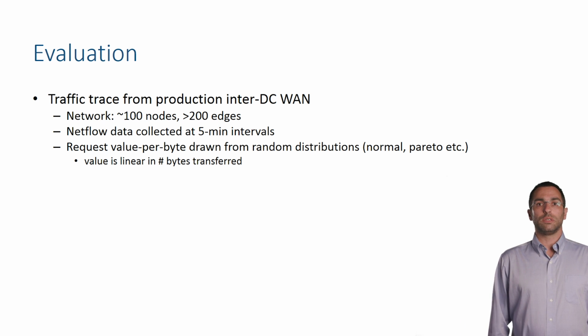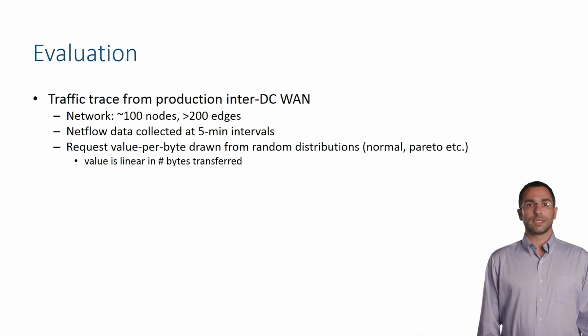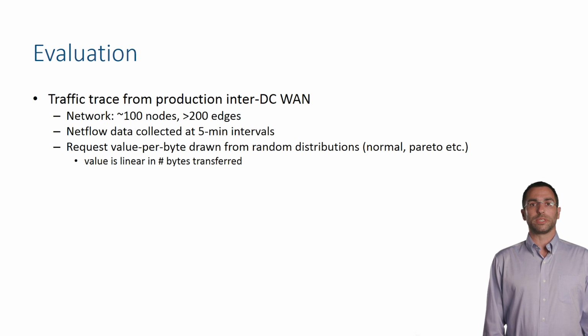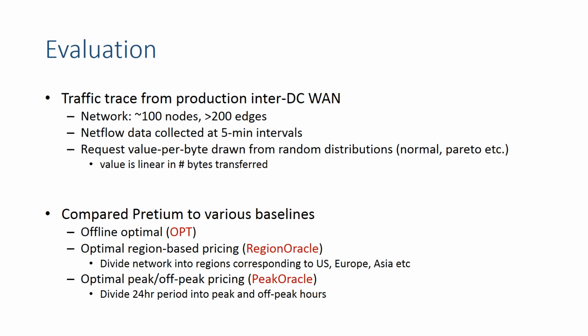We built a simulator that replays traces of requests, schedules them, and prices them appropriately. We compared Pretium with several baselines. In this talk, I'm going to focus on 3 of them. The first is opt, an offline optimal scheme which has full knowledge of all future request arrivals and request values. The solution of this algorithm provides us with an upper bound on how well any pricing scheme can perform.